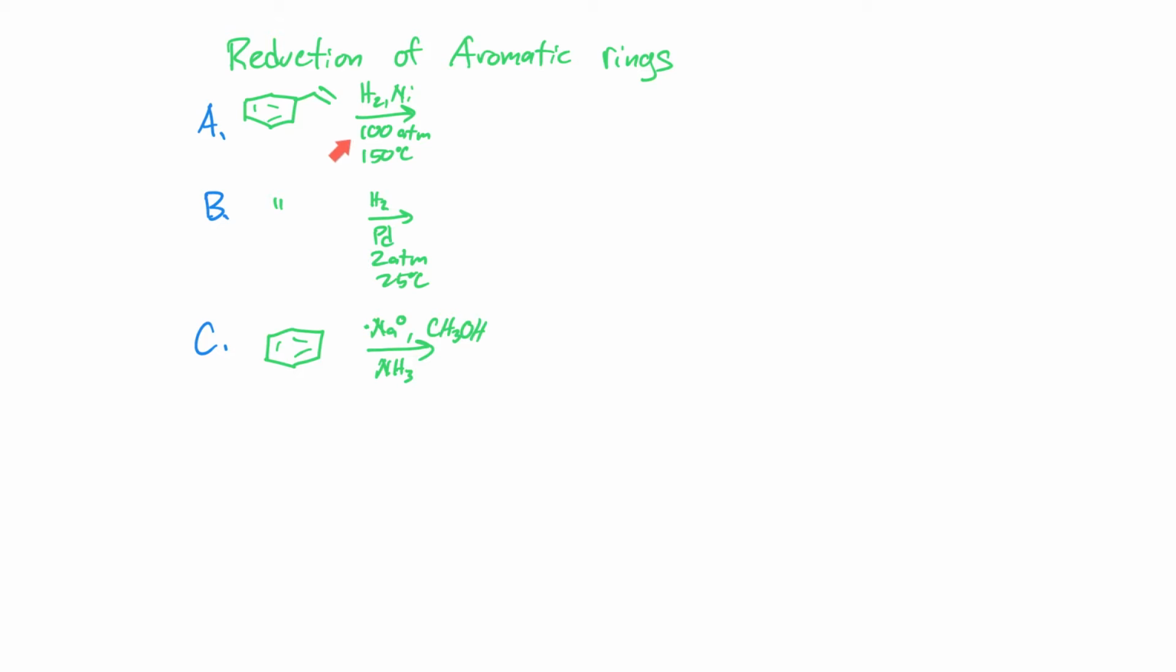Hydrogen and nickel at 100 atmospheres at 150 degrees. So these are pretty strong, forcing conditions, and we're actually going to be able to remove all of the double bonds here. If we react styrene with our standard alkene reduction process, hydrogen, palladium, 2 atmospheres at 25 degrees C, that's a pretty standard alkene reduction process. We're going to find that we can reduce the alkene substituent, but we don't reduce the aromatic ring. And again, that's because of the extra stability incurred by being aromatic.